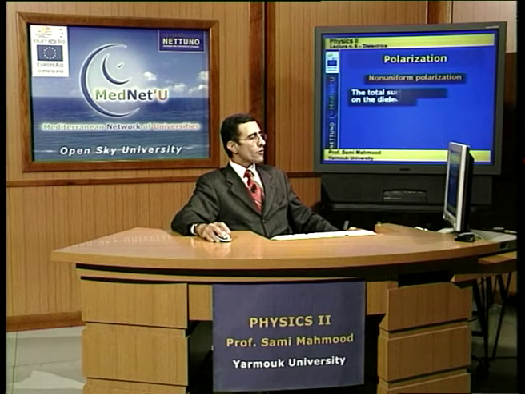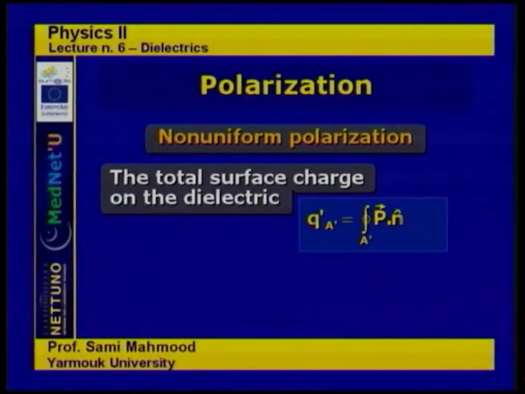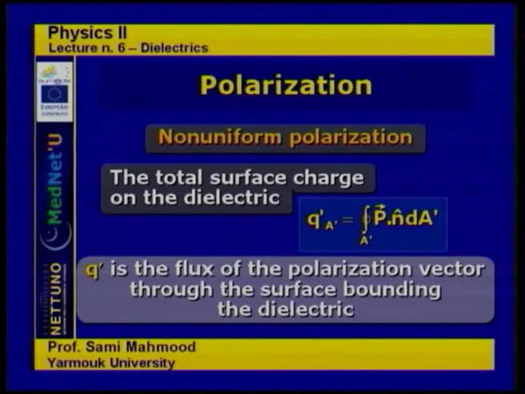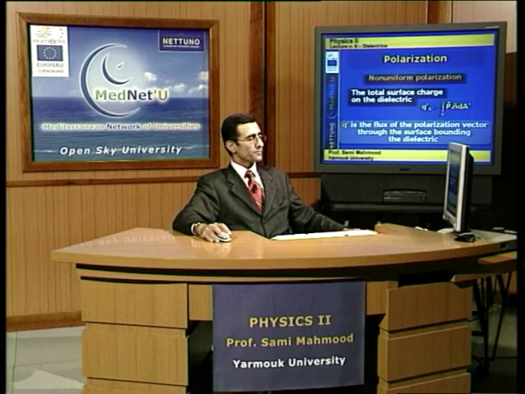If we have a non-uniform polarization, the total surface charge on the dielectric, Q prime, is obtained by integrating the surface density, which is P dot n, over the surface of the dielectric. Q prime is thus viewed as the flux of the polarization vector through the surface bounding the dielectric, looking at the definition from the integral.